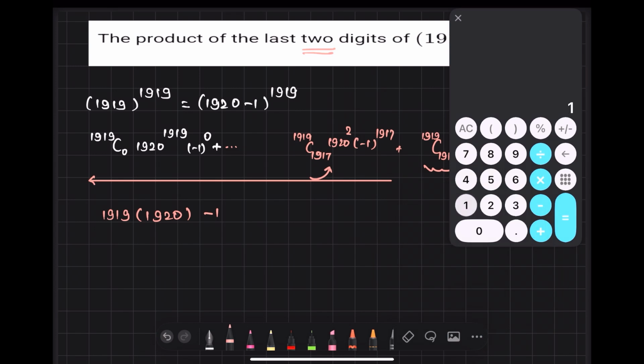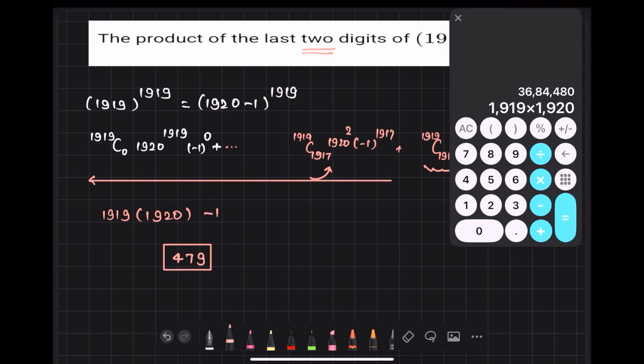Now look at this. So the point is 1919 into 1920. We made some mistake. Okay, 1920. So we got 480 as the last three digits. So 480 minus 1 is 479. So this is our last three digits.